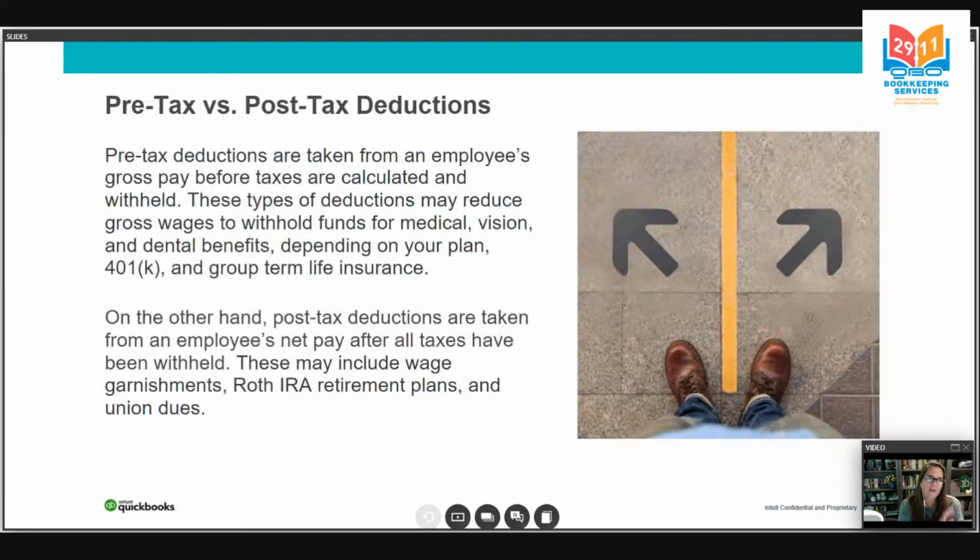Okay. Then we have pre-tax versus post-tax deductions. Those are exactly like they say.